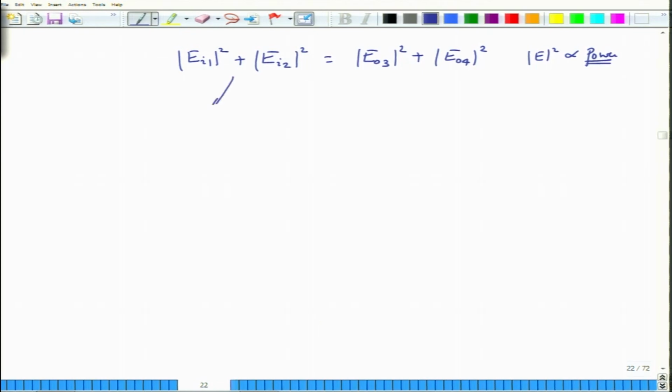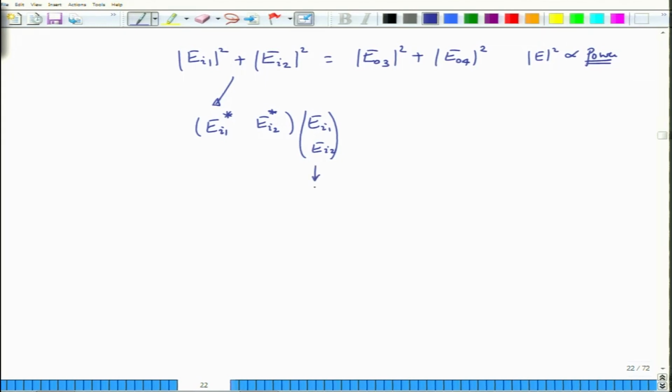Now, we can express this left hand side relationship in a vector notation. This is essentially true if I write the vector EI1 and EI2 as a row vector, but with a conjugate on each of them, and then have the column of EI1 and EI2. When you do the row times column multiplication, you end up with a scalar which is precisely |EI1|² + |EI2|². You can check this out.